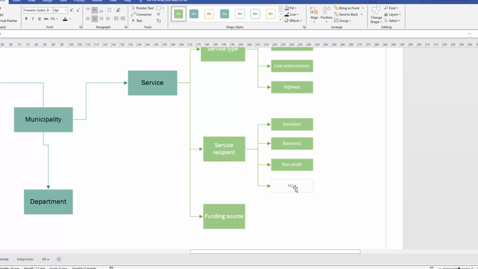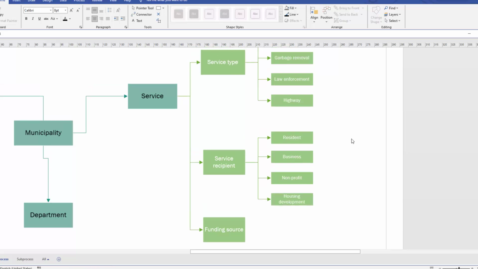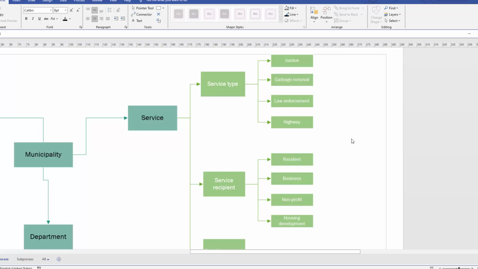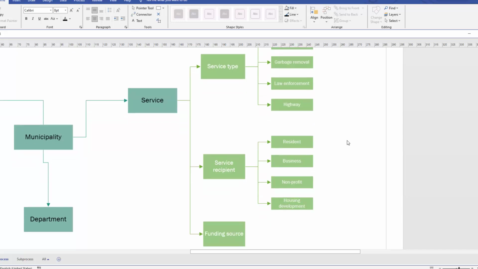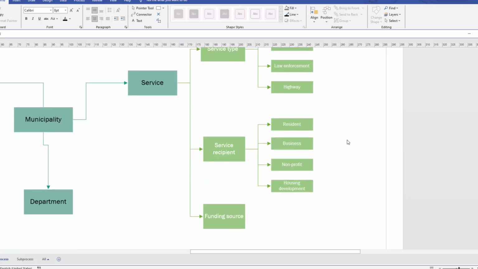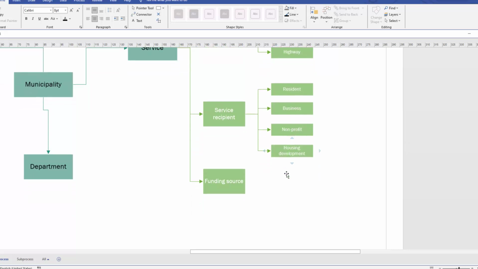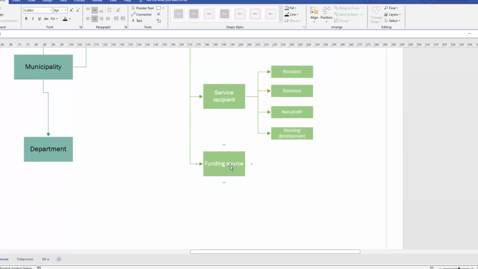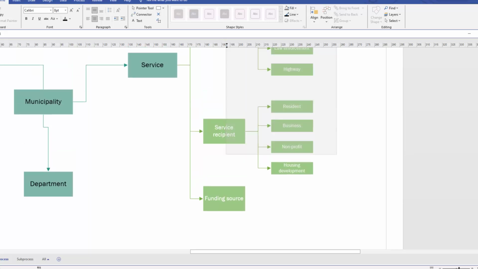Let's just say housing development. I'm not necessarily an expert in running municipalities. I'm just coming up with some examples, and in real life, of course, you will have your stakeholders who will provide you with more information. In terms of funding sources, for example, you want to be able to track funding sources for various services provided.